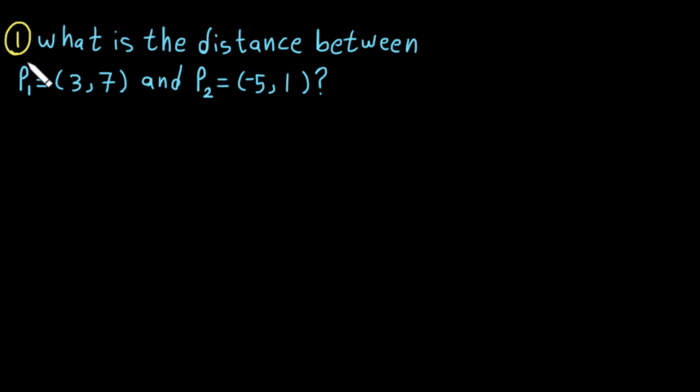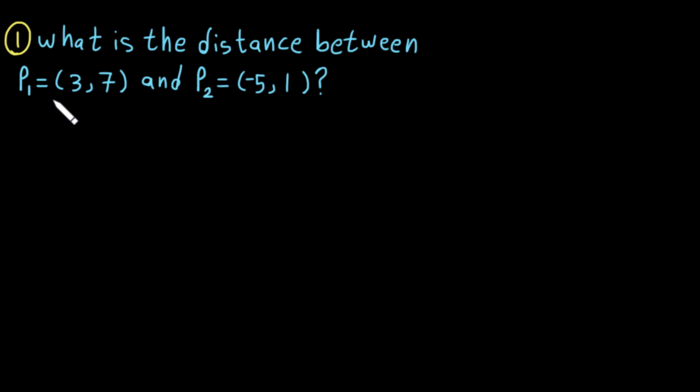Example 1. What is the distance between 2 points, P1 equals (3, 7) and P2 equals (-5, 1)? We will solve this question in two ways. The first way, we will use the distance formula, and the second way, we will solve it graphically. First way, using the distance formula.